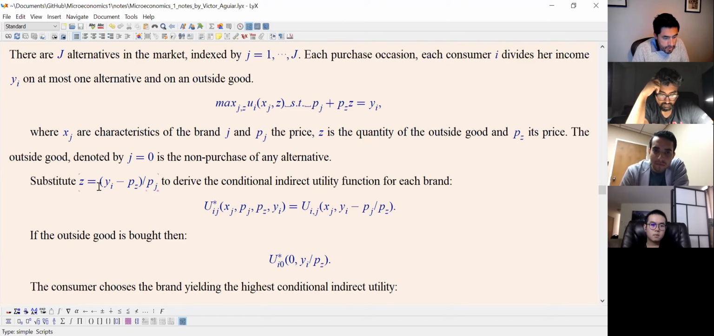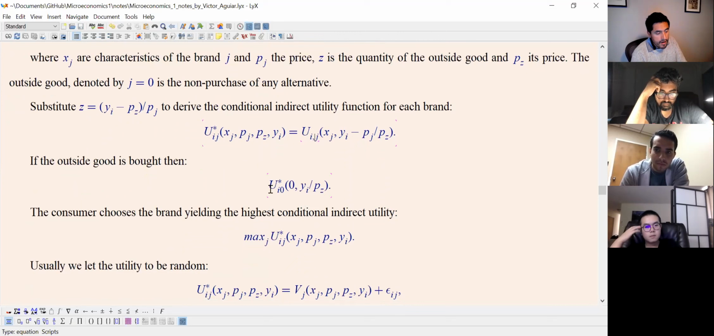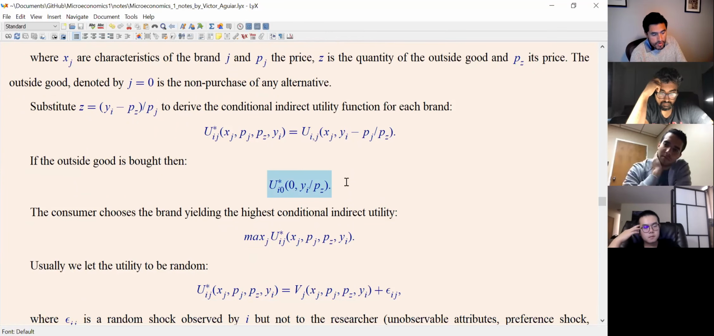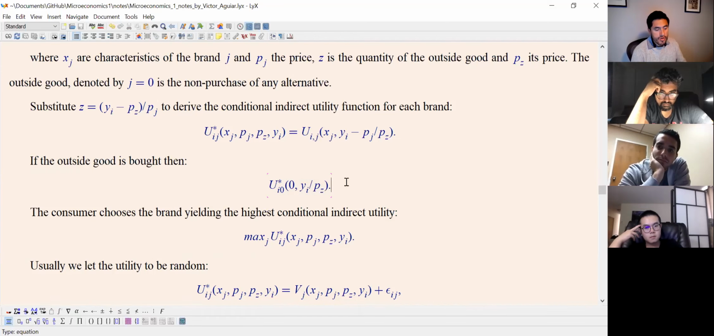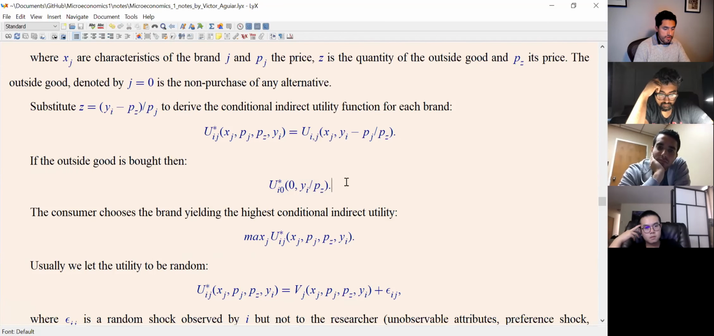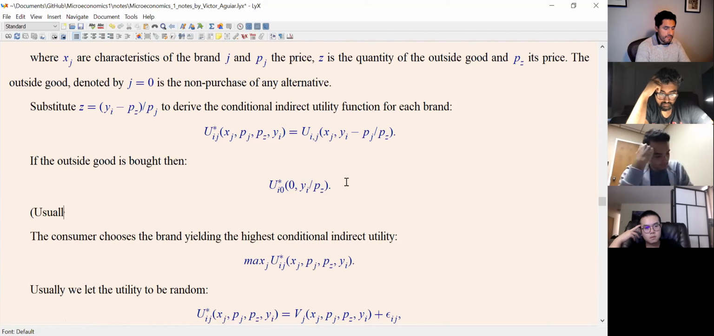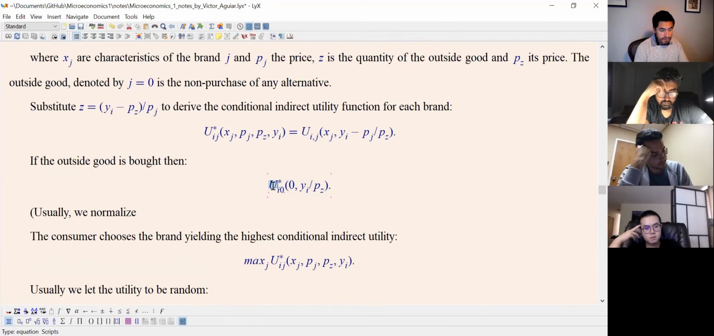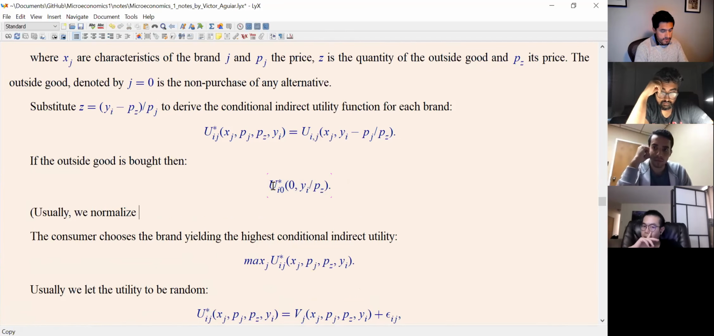And now you replace it back, and you get this object here, which doesn't depend on the set. So you just have a problem of choosing the max j, including the outside option. And the outside option is given by this utility, which we usually normalize to equal 0, right? So here I'm going to put a parenthesis: we normalize it in the sense that it's just a degree of freedom we have in the model for all individuals, right?